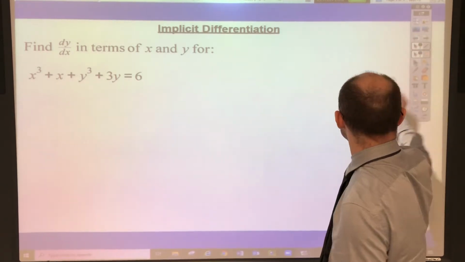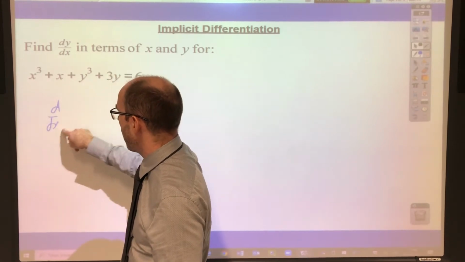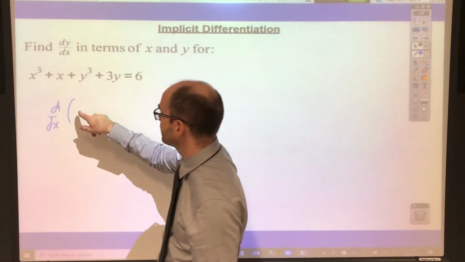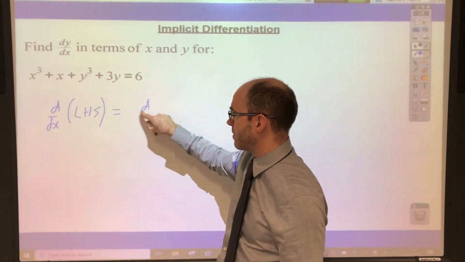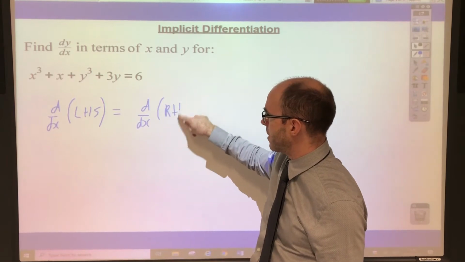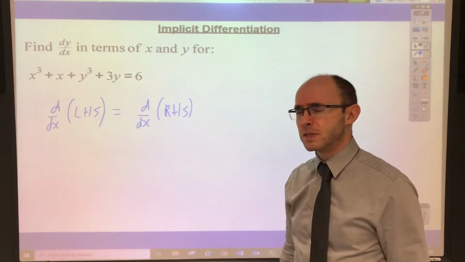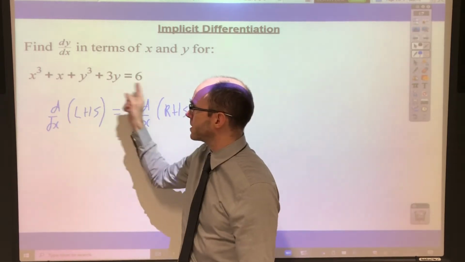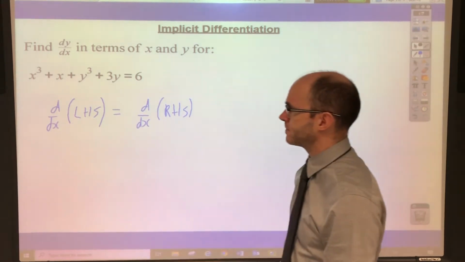So let me just write that a little bit differently. We're finding d dx of the left-hand side, I'll write LHS for left-hand side, and we're finding d dx of the right-hand side. Because I'm talking about implicit differentiation now, I'm going to write it in that particular way. You're differentiating both sides, but with respect to x. The dx means with respect to x.